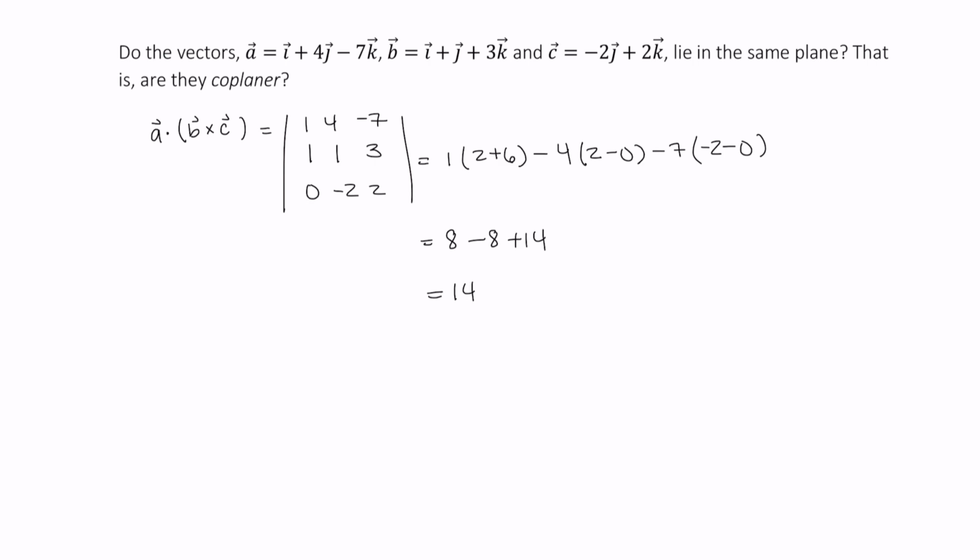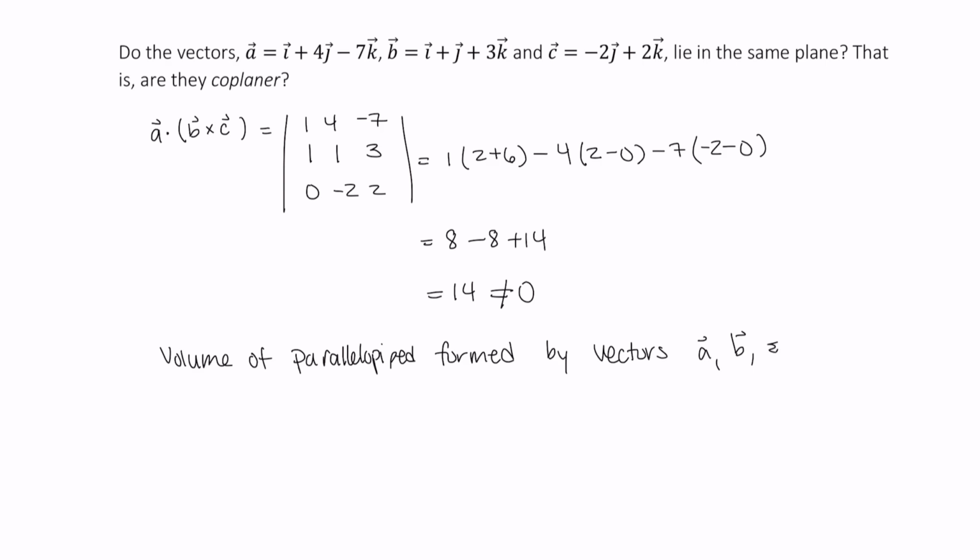So this is not equal to 0. So the volume of the parallelepiped formed by vectors A, B, and C is not 0. Hence, these three vectors are not coplanar.